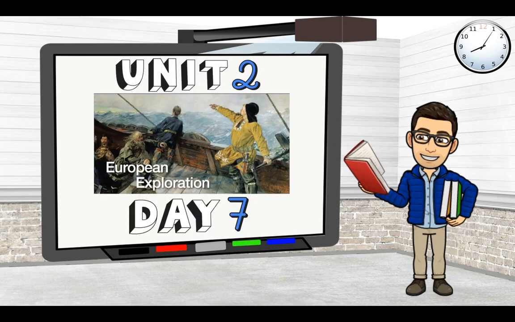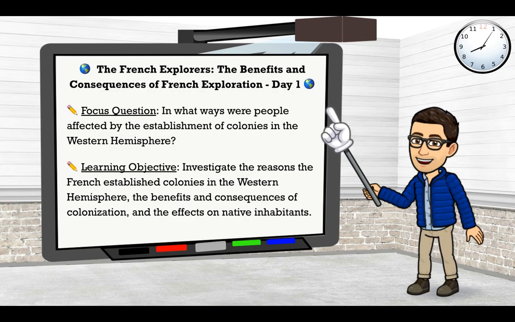Today, we'll be looking at our Unit 2 Day 7 lesson. This lesson is titled The French Explorers, the Benefits and Consequences of French Exploration. This is a 2-day lesson. Today we are focusing on our Day 1.